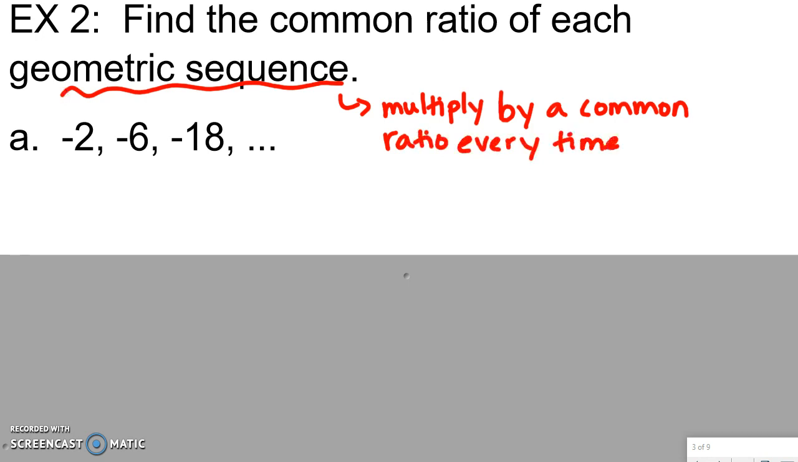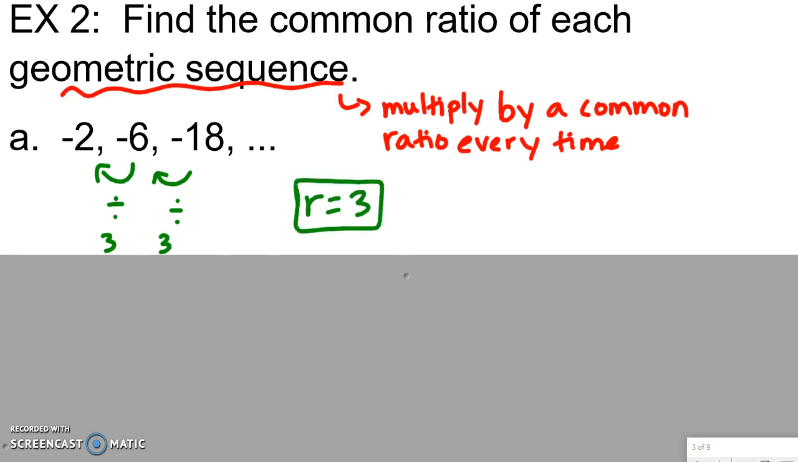All right, so looking here, to figure out what you're multiplying by going forward, we're just going to divide backwards. So -6 divided by 2, that's 3. -18 divided by 6, that's 3. Those should be the same. So my common ratio is 3.